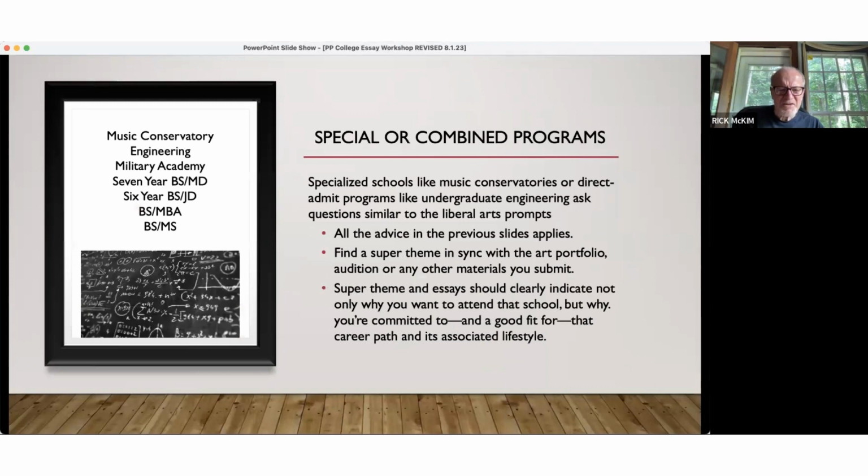There's a slide here that we don't have time to get into for special schools. All the same rules apply, really. If it involves a portfolio of some kind, an art portfolio, let's say, make sure that's in sync with your super theme and your essay's thesis about yourself, and that you're a good fit for the lifestyle of the career that you're going for, as well as a qualified candidate.